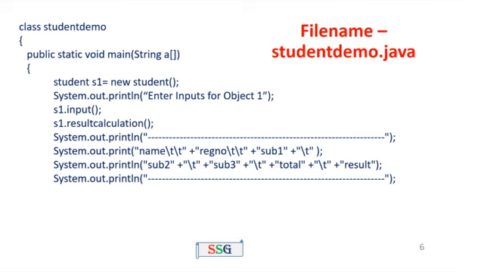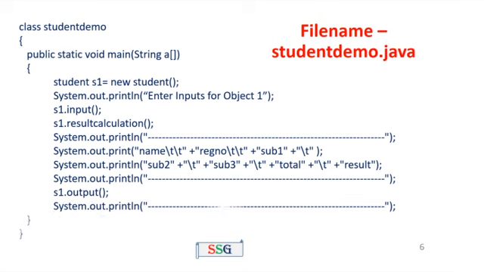So System.out.println, the first message, double quotes name, \t, then register number, then subject 1, subject 2, subject 3, total, \t, result. Then it ends with the next line, System.out.println line. Here these 4 lines represent the table header. Then next we call the function s1.output. Here s1.output transfers control to the output function and displays values for all the variables. The last line is printed after the outputs. Again we have to complete the table with the lines.